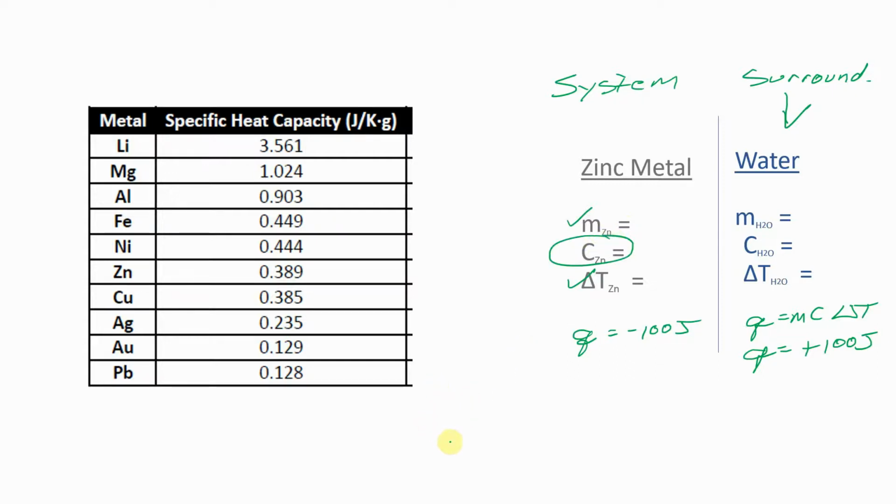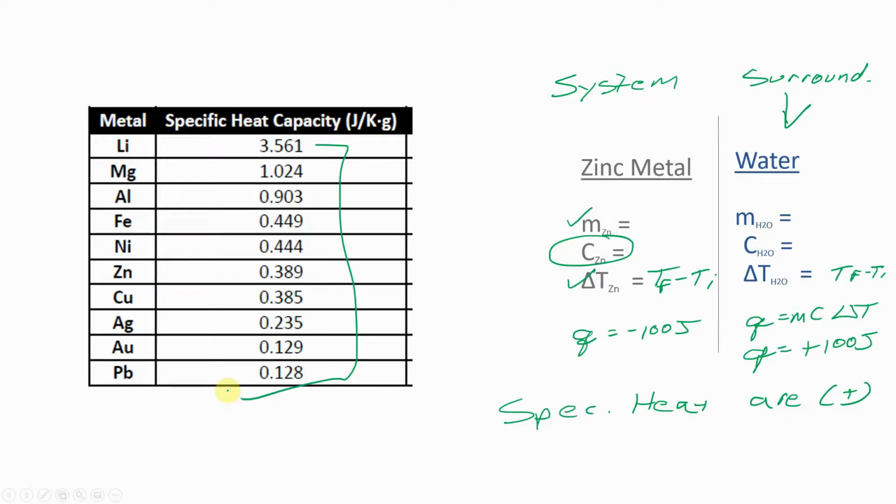And one last thing, to make sure your signs are correct, remember two things. We got to do final minus initial, always, because that's where the sign's going to come from. And then specific heats are always positive. They are always positive, right? Look at them all. They're positive. So you'll know if you messed up the sign in any way.